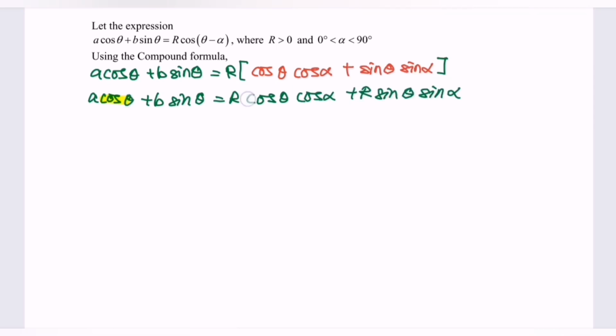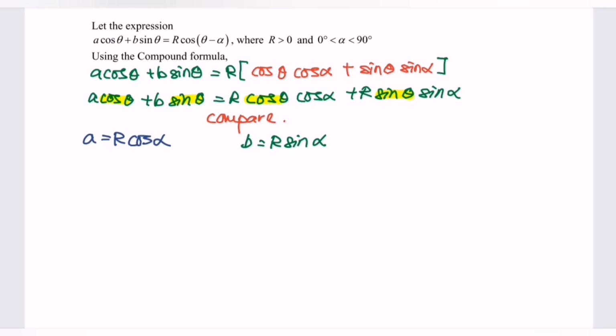We have the cos theta. Next we have the sin theta. So compare, and we will have A is equal to R cos alpha. Next one we have B is equal to R sin alpha.